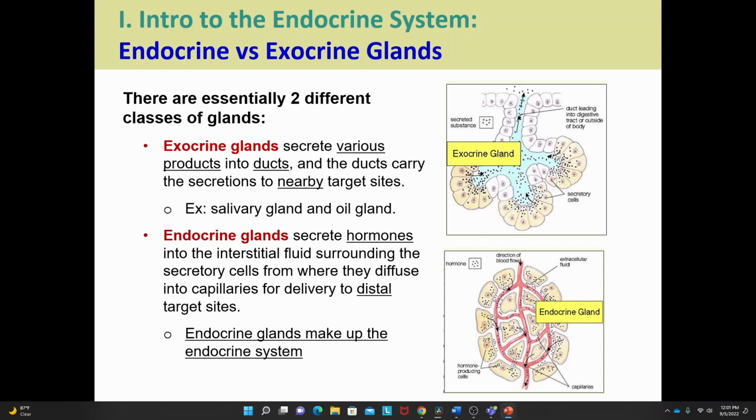Some of the things we're going to talk about do have more than one thing they can do. Like the pancreas has endocrine functions, but it also has exocrine functions. We're going to focus on endocrine, though, when looking at the endocrine system. If anything has exocrine stuff that we're going to look at, we'll look at it later when we get there.